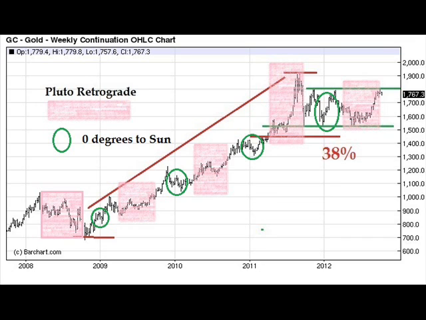Now take a look at each of these very carefully. Note the volatility. This is a weekly chart. If you were to take a look at these particular times on a daily chart or even an hourly chart, as a nimble, skilled trader, knowing that you have an event coming at you, such as Pluto 0 degrees to the Sun, you should be able to very adeptly take advantage of the volatility that will ensue during that astrological aspect.